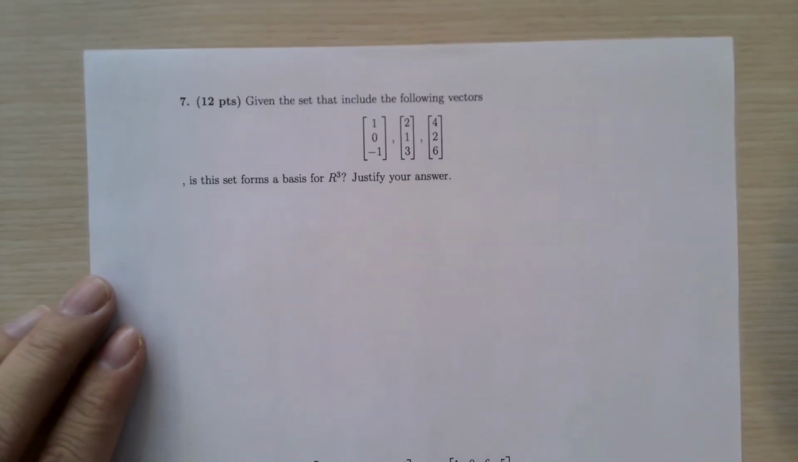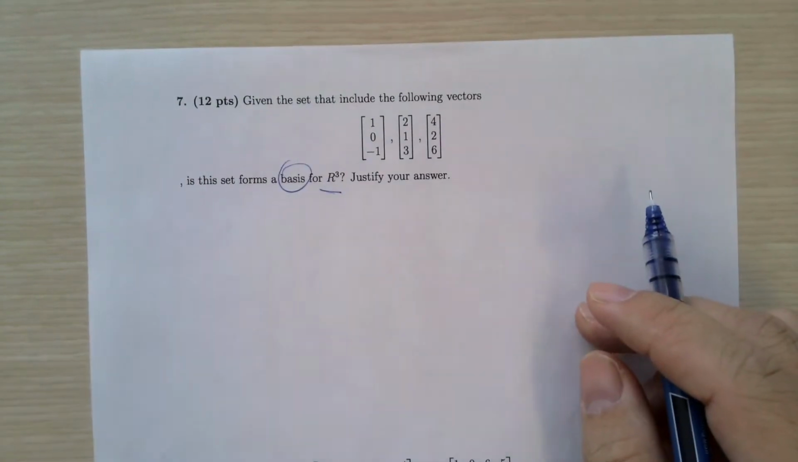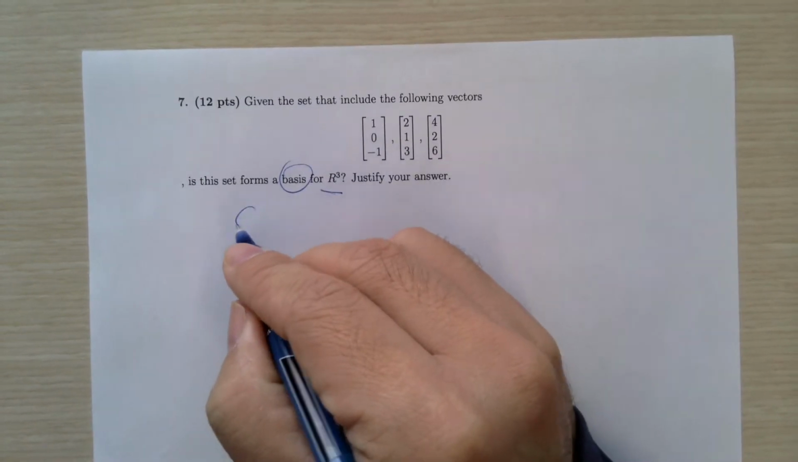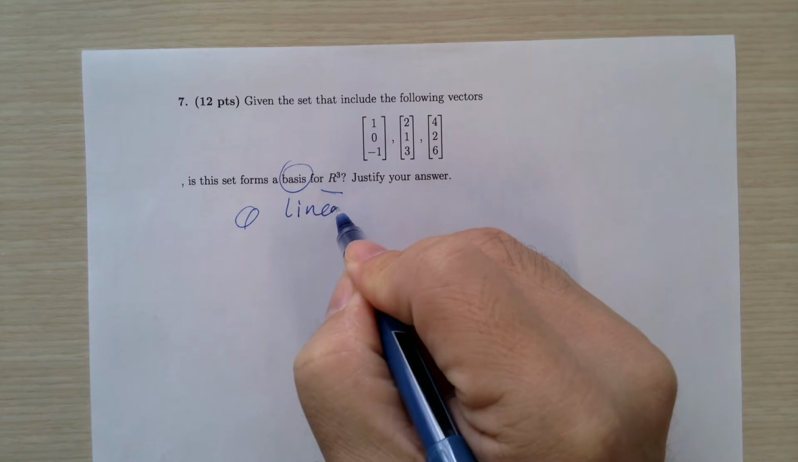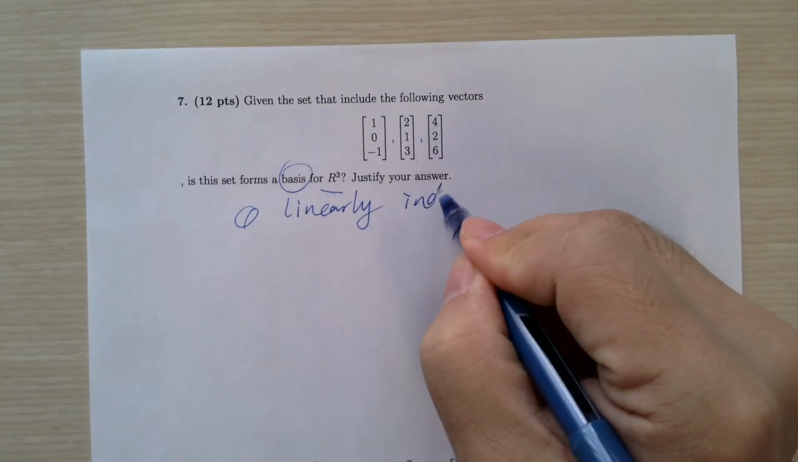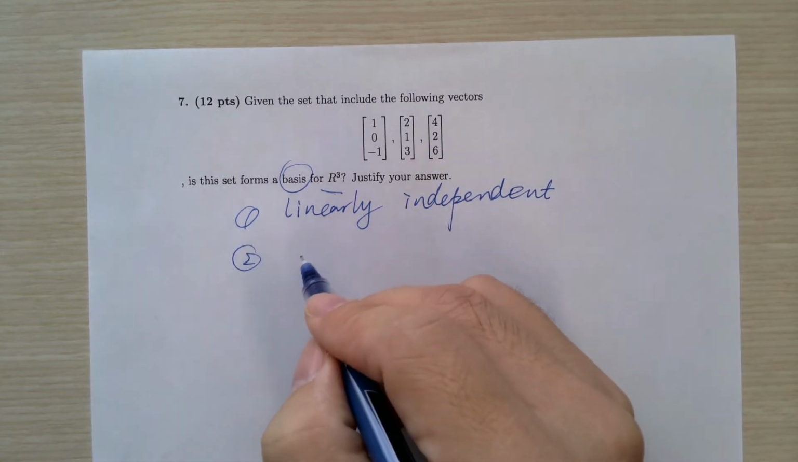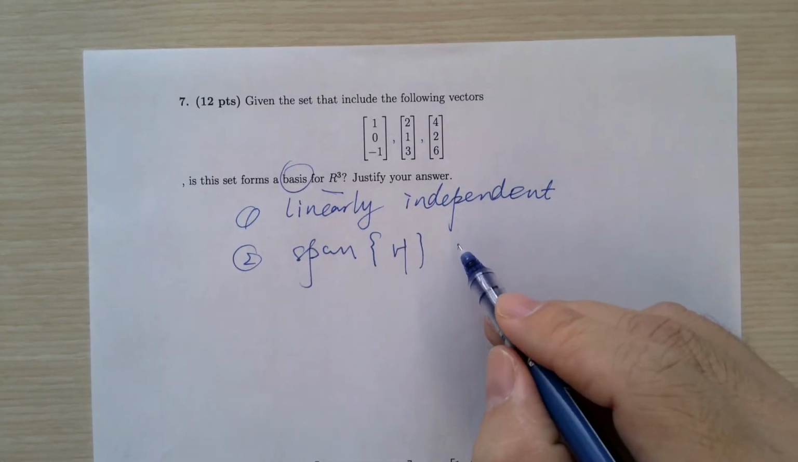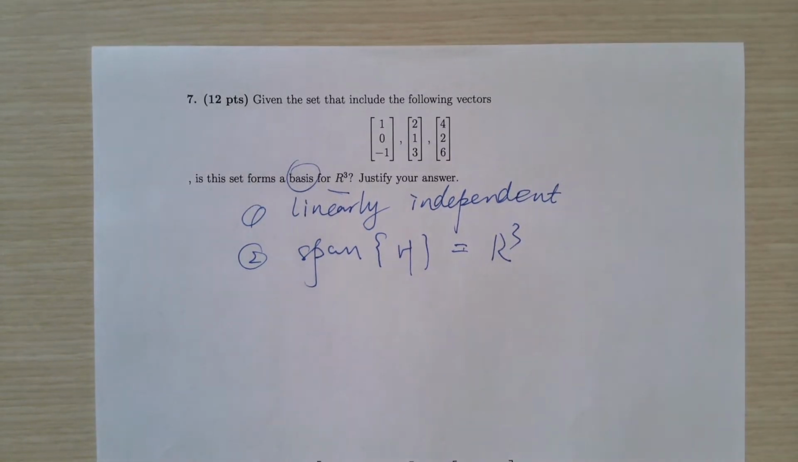Number 7. It's given this set that includes the following vectors. Is this set a basis for R3? Justify your answer. Well, to be a basis for R3, you have to make sure that first, the set is linearly independent. Two, the span of this set, let's see, H is equal to R3.